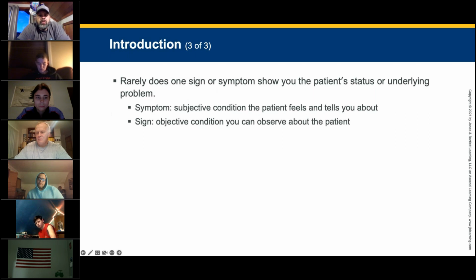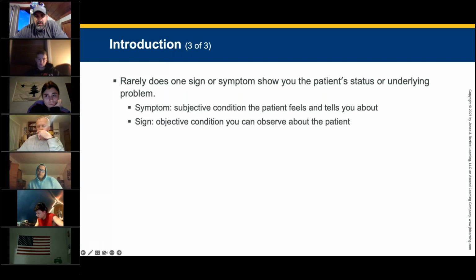And it's rare that one sign or symptom would show you the patient's entire status or their entire underlying problem. Something important to differentiate is the difference between a symptom and a sign. A symptom is a subjective condition that the patient feels and tells you about, where a sign is an objective condition that you can observe.